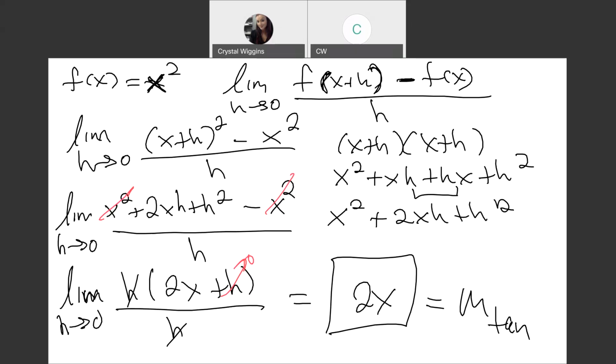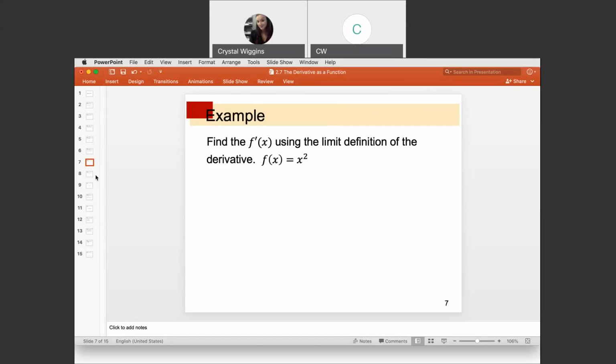Let's see what our next example is. So the next one we want to try is finding the derivative using the limit definition of the derivative to find the equation of the tangent line. So now we're going to go farther and find the equation of the tangent line to the cubic function negative x cubed at the point x equals 1.